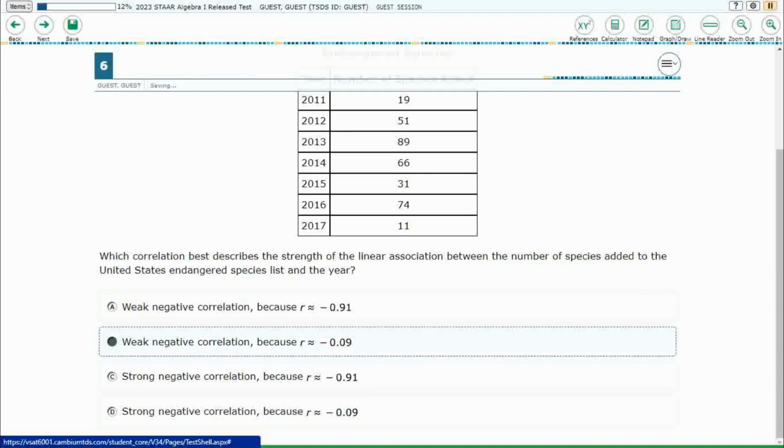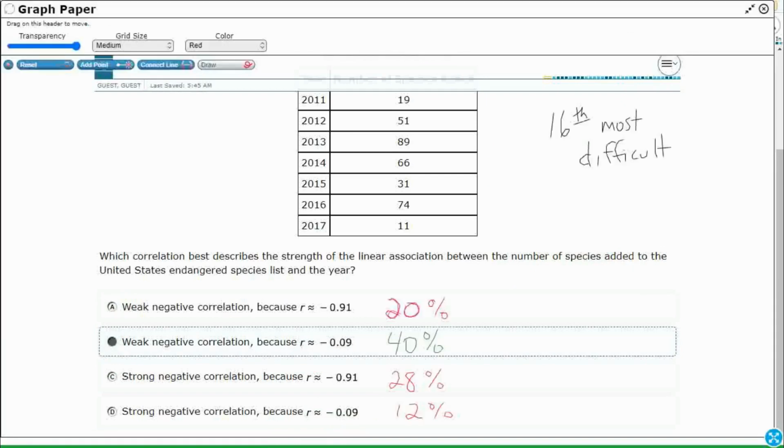Let's see how we did across the state of Texas. This is tied for the 16th most difficult question on the test. Only 40% of students across the state actually got this correct. The incorrect answers are distributed fairly evenly. A lot of people, if they're going to choose an incorrect answer, will choose this one because 0.91 is a strong negative correlation, but you'd have to do the calculations to see whether or not that's incorrect.